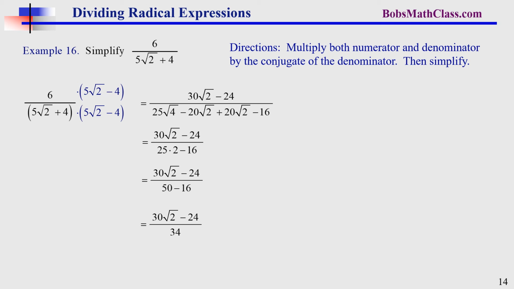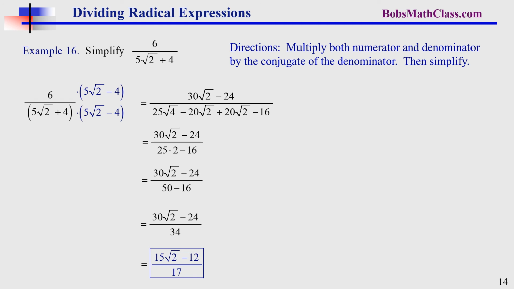Are we all done? You probably should say, heck no, right? There's a number that goes into 30, 24, and 34. 2, yeah. So divide all of them by 2. 2 goes into 30 15 times. 2 goes into 24 twice.